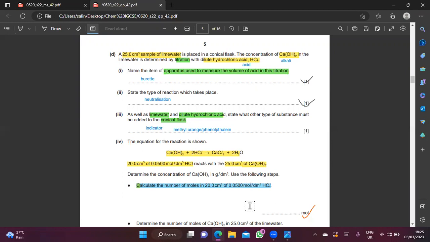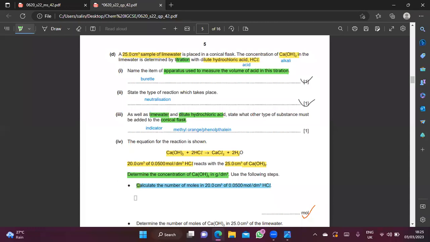Use the following steps. So they're already kind enough to do the steps for you. Nowadays, I don't know, this is last year, yeah? In the old days, we had to figure out the steps ourselves. But now they guide us to do it. So what is the purpose? The purpose is to determine the concentration of calcium hydroxide in gram per dm cube. Even though you don't know what you're doing, it's okay because they ask you to follow the steps.